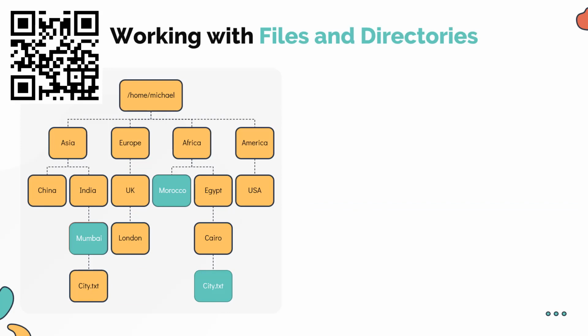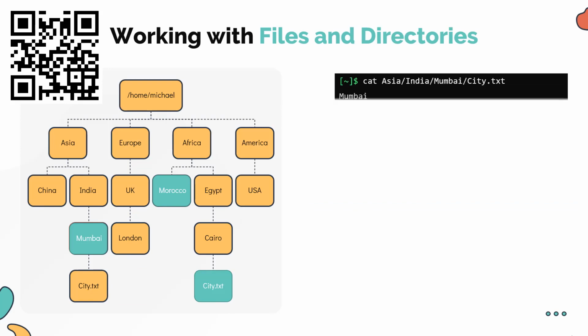This time, we will see how to create a file and add data to it. Let's first see how to read the contents of the file city.txt in the Mumbai directory. The simplest way to do this is by using the cat command. Run the cat or concatenate command with the file name as the argument, and the contents, if any, will be printed on the screen. In this case, the city.txt file has a single word Mumbai in it.